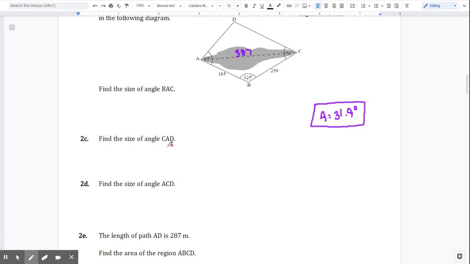Part C, finding angle CAD. So C to A to D, that means I'm looking for now this angle. Remember, we just found the angle below it as 31.9. So to find angle CAD, all I'm doing is 85, since we know that's the big angle A, subtracting that 31.9 that we just got. So we're looking at 53.1.